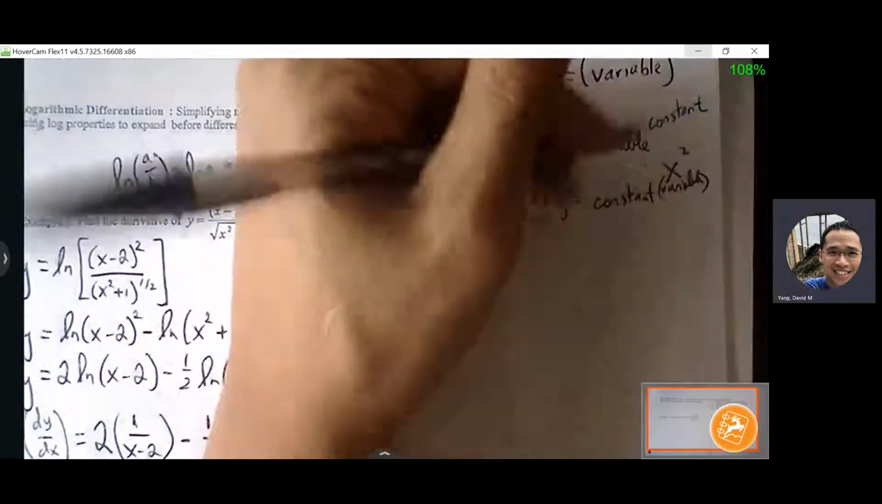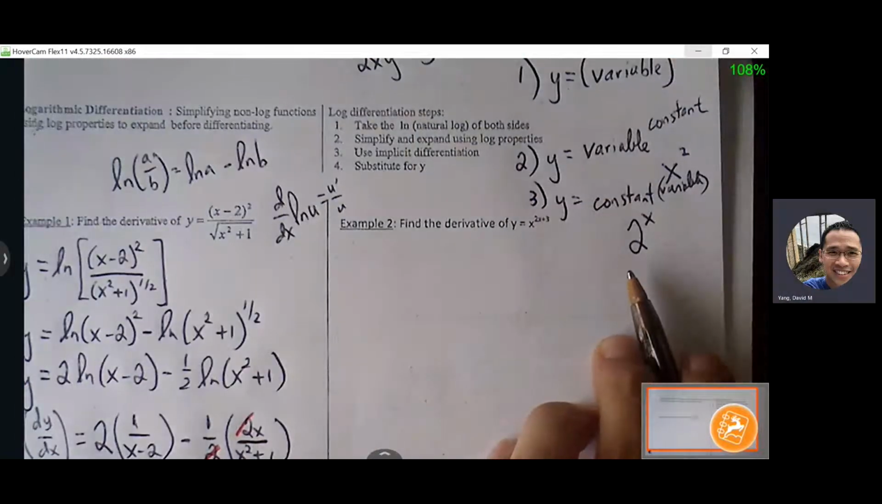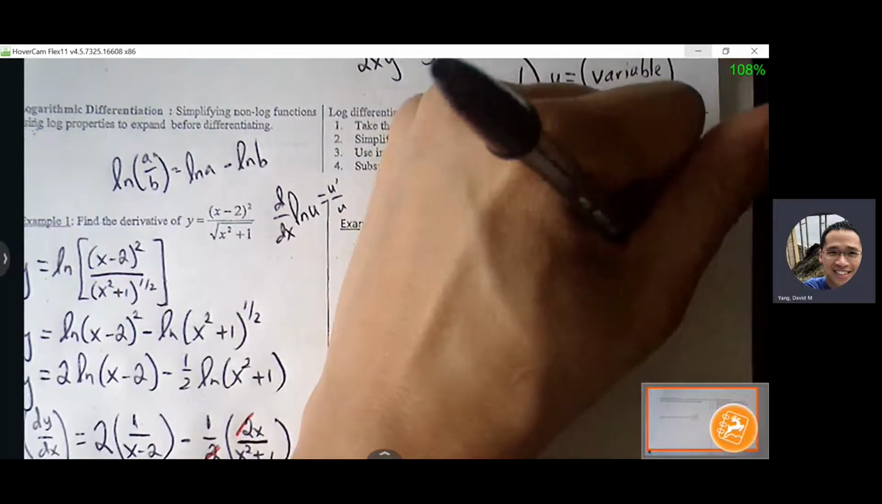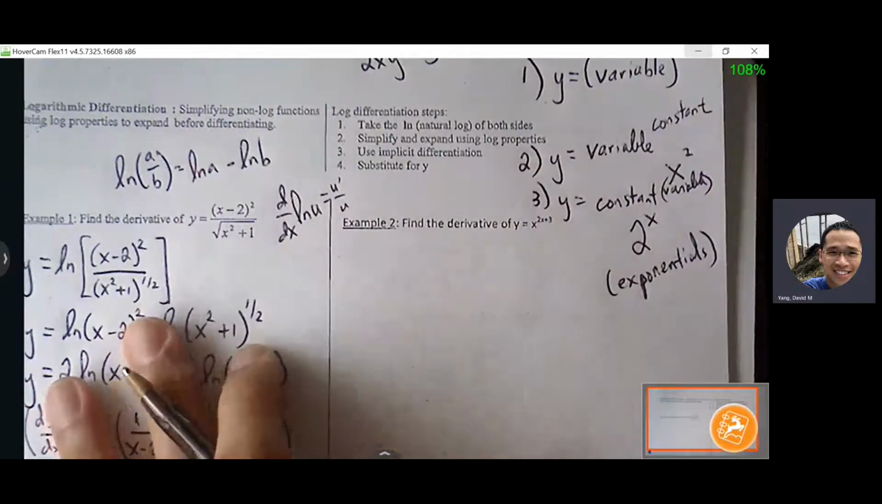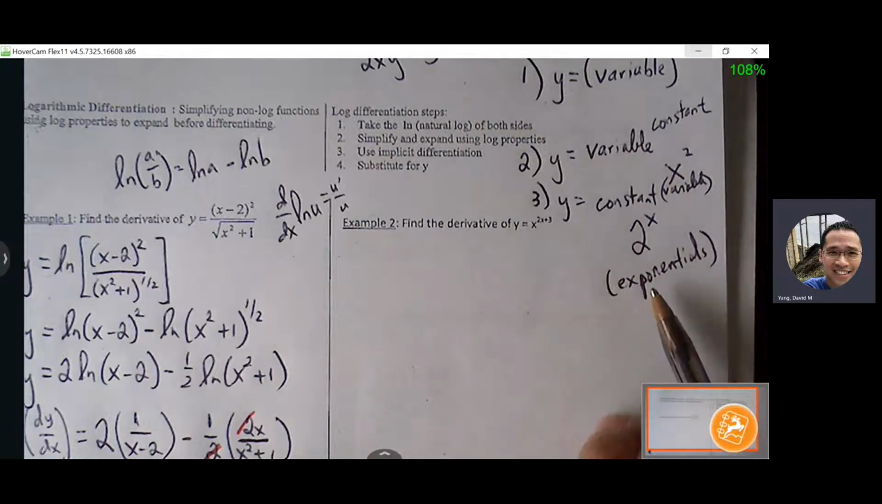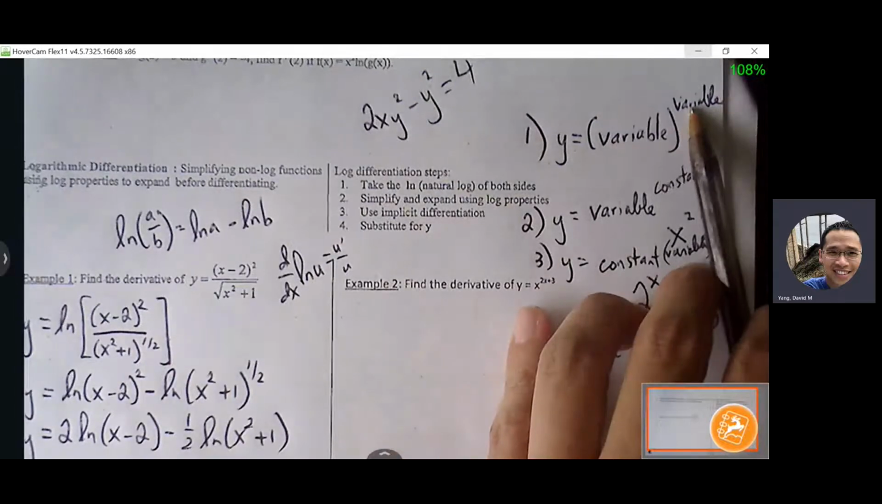So for instance, this would be like 2 to the x. This is an exponential function. Okay. We have something that can handle exponentials, and we'll get to that in the next section. Okay. So variable raised to a constant is x squared. We do power rule for that. A constant raised to a variable, we have exponentials. We can handle that, but we don't have something that can handle a variable raised to a variable.